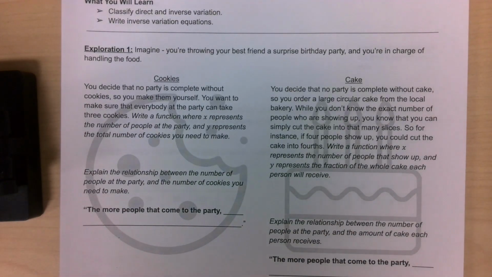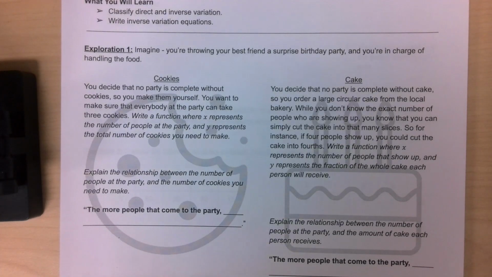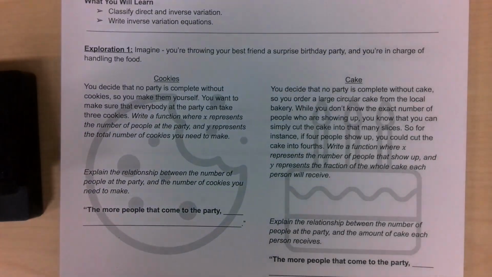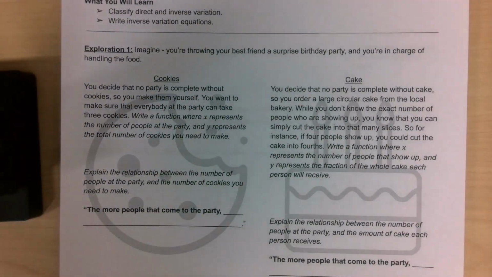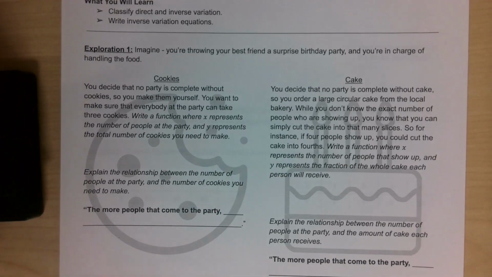Cake. You also decide that no party is complete without cake, so you order a large circular cake from the local bakery. While you don't know the exact number of people that are showing up, you know that you can simply cut that cake into that many slices. So if 4 people show up, you can cut it into fourths. If 8 people show up, you can cut it into eighths. Write a function where x represents the number of people that show up, and y represents the amount of cake each person will receive. So try to make 2 equations like this. It shouldn't take us too long, maybe only 30 seconds to a minute. Pause the video and try it out.